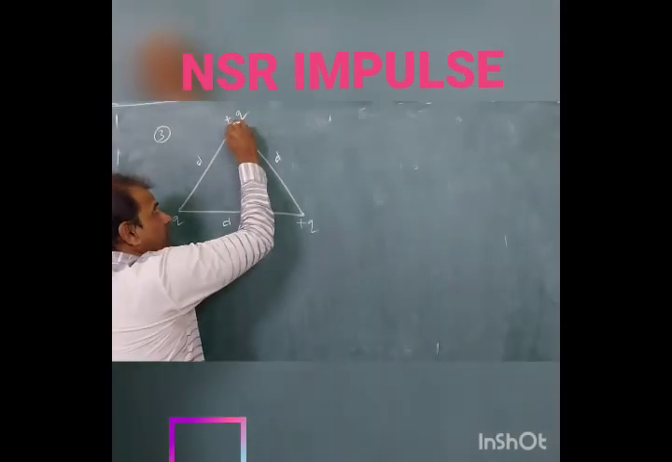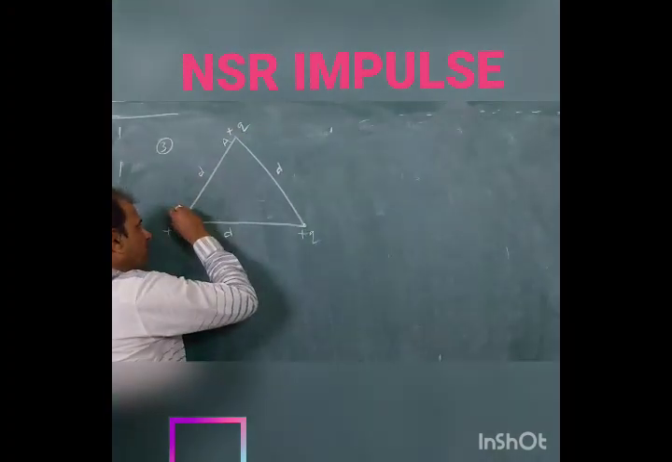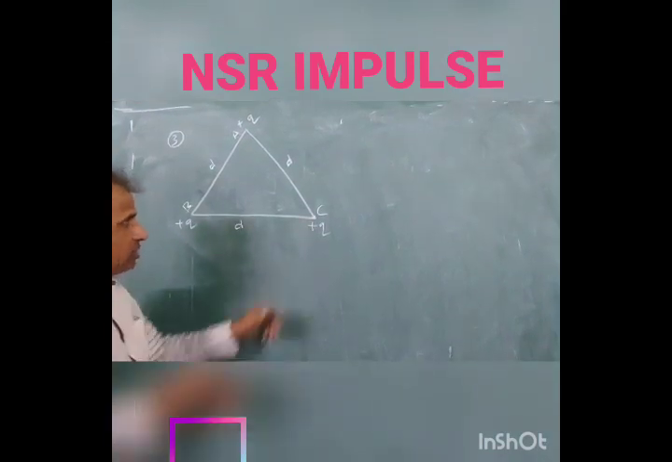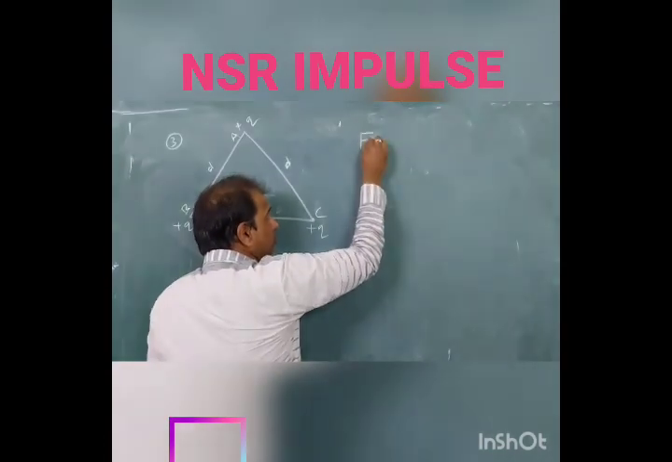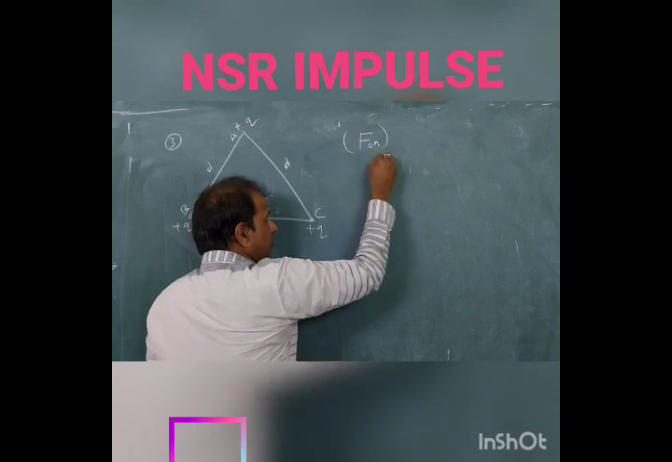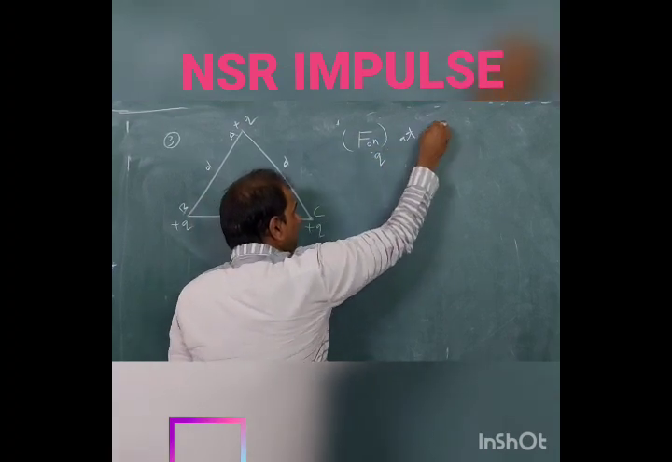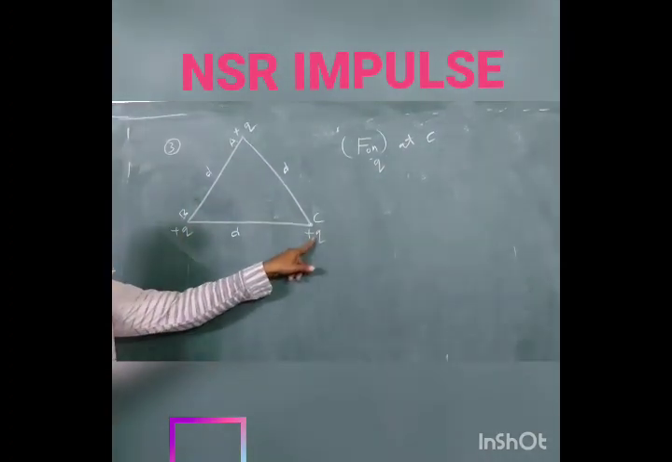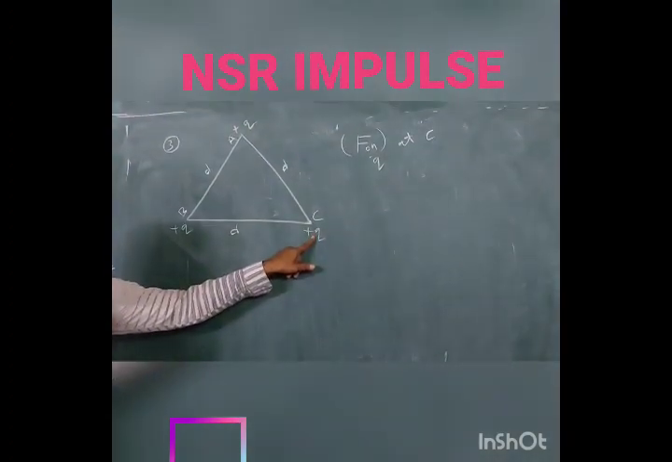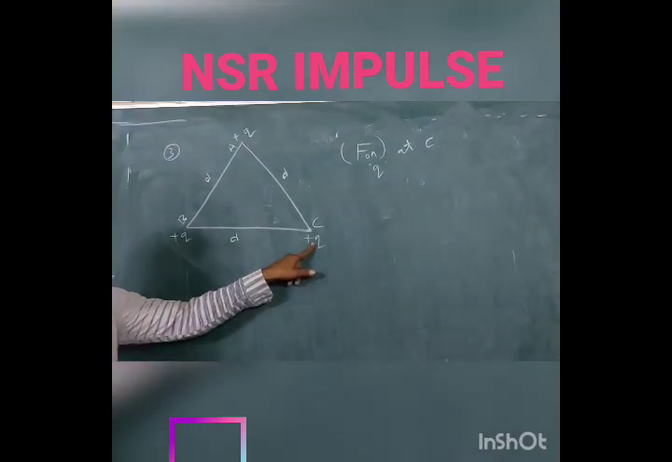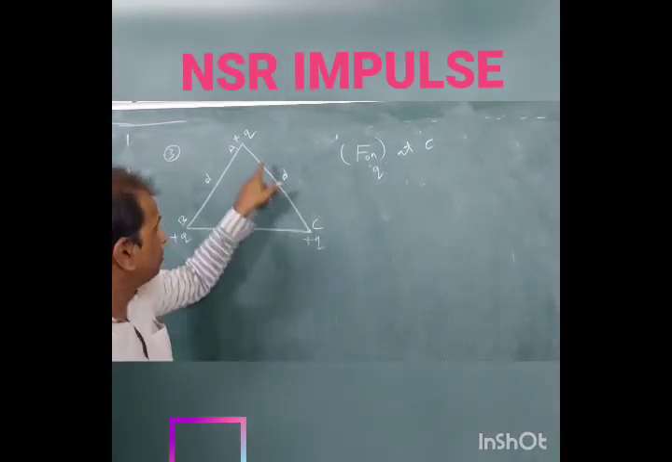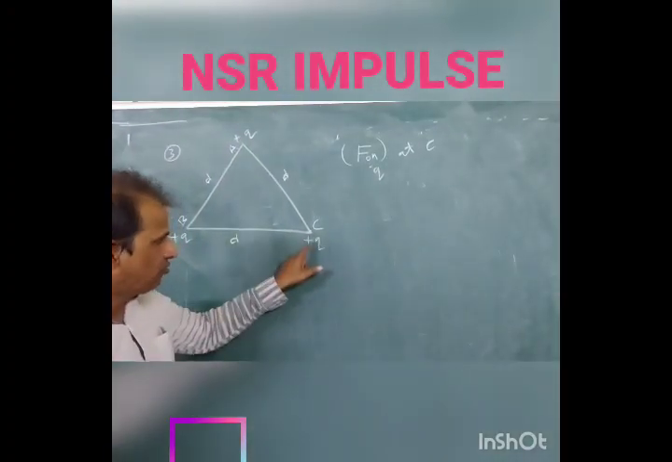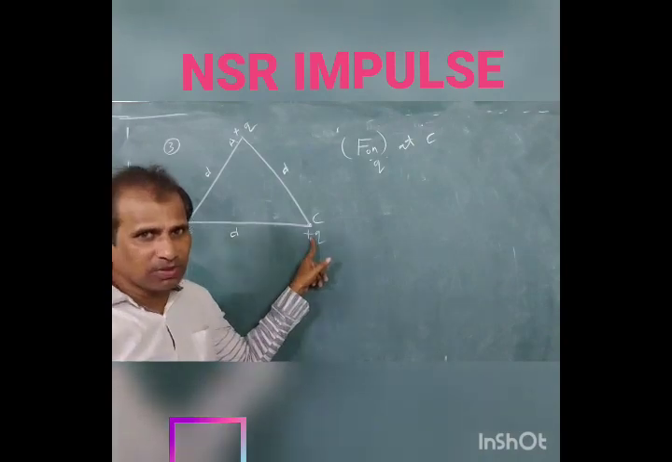So to find that, this is A, this is B, and this is C. The question asked is what? Force on Q charge kept at C. So here, this is the charge plus Q kept at C. This is positive, this is also positive, this is also positive. We have to find the net force acting on this charge plus Q.